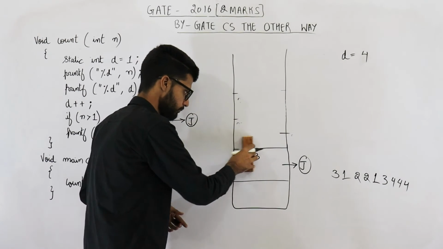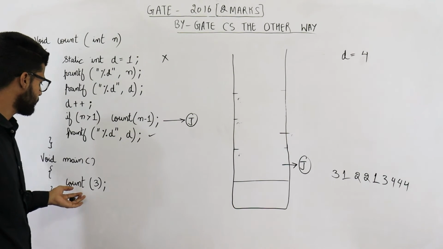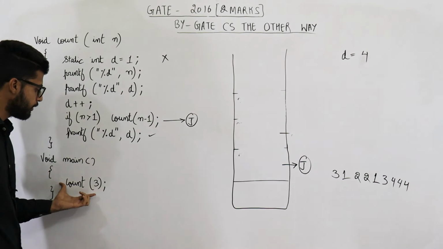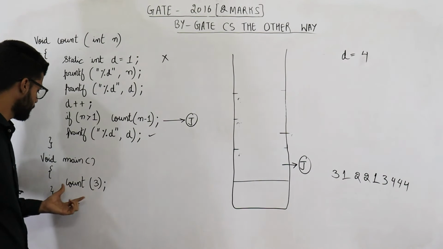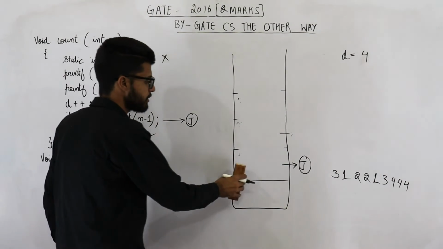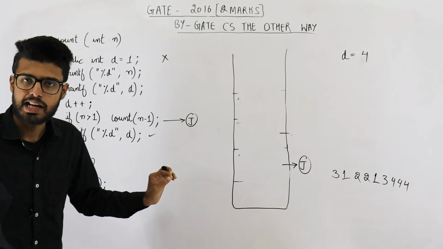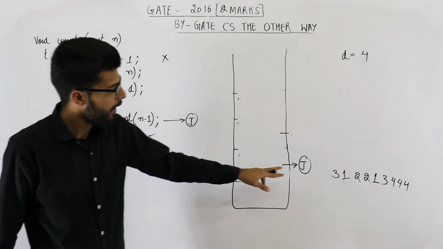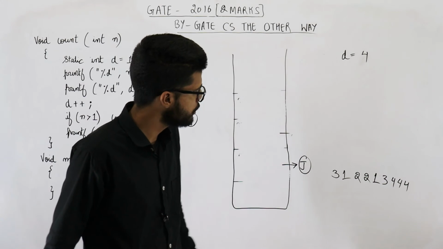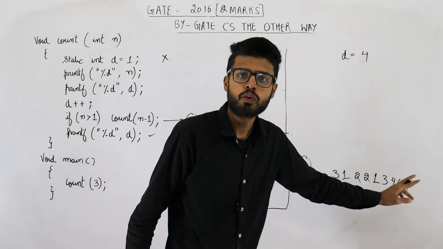This also ends. Now you will return back to the main function, and in the main function we have already executed the last line, and this bracket means the main function has also ended. So this activation record will also be popped, and hence the entire program will be completely executed. So the program has ended, and this is the output. So the answer to this question is 3 1 2 2 1 3 4 4 4.